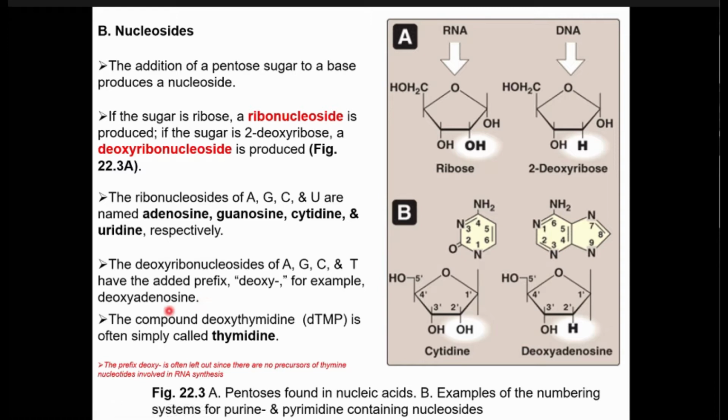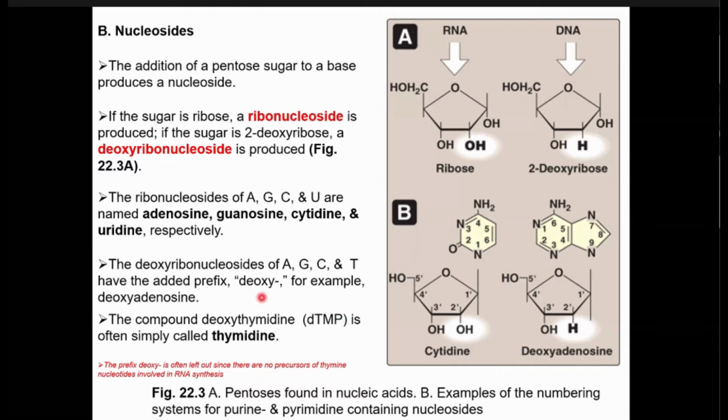base plus your sugar. So this is the base, the adenine. When you add to it the deoxyribose, it becomes deoxyadenosine, etc. The compound deoxythymidine usually is called thymidine without the D. This is just for your information, because the prefix deoxy is often left out since there is no precursor of thymine nucleoside involved in RNA synthesis. Because there is no thymine in the RNA, when you say thymidine, we understand this is for DNA, not for RNA.